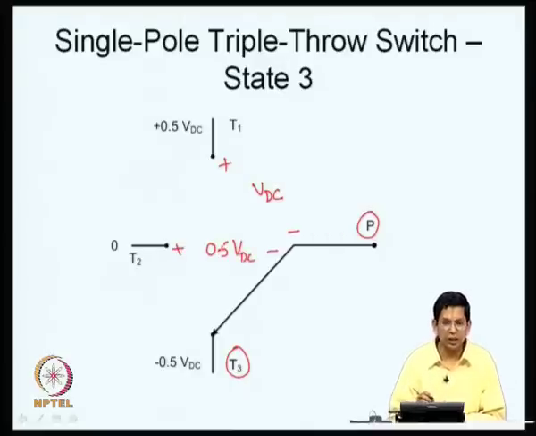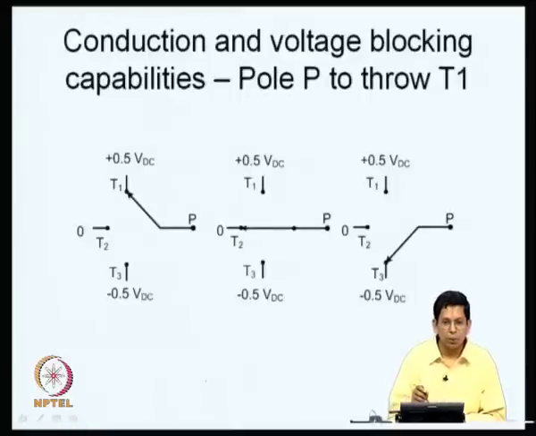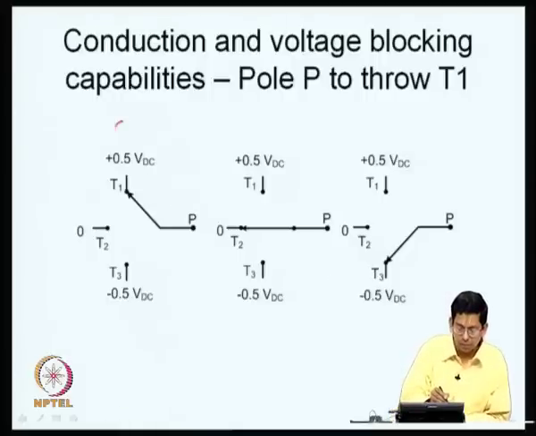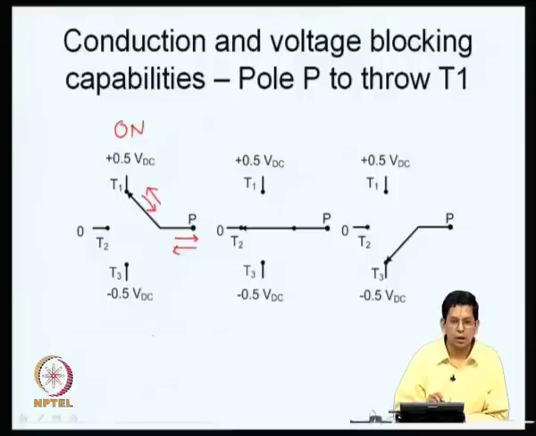Let us go further and try to realize the switch between P and T1. Let us see the kind of devices we need between P and T1. Between P and T1 I have now given all the 3 states together. This is the on state as far as the switch between P and T1 is concerned. So, the current can be in either direction. So, this switch should be capable of conducting in both directions. This is the requirement on the switch or switches, the devices that come between P and T1. They should be capable of conducting in either direction.